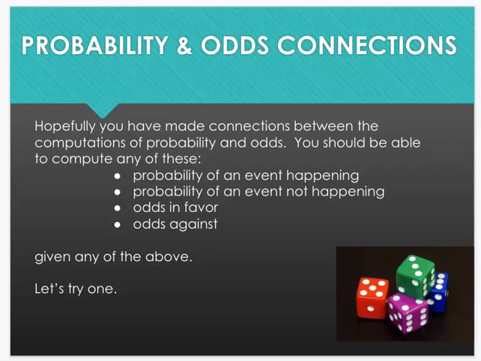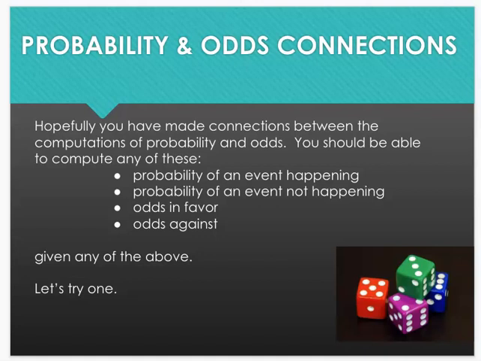Probability and odds, connections between them. Hopefully you've made some connections already between the computations of probability and odds, but you should be able to compute any of these. You should be able to compute the probability of an event happening, or an event not happening, or odds in favor or odds against, given any of those information.